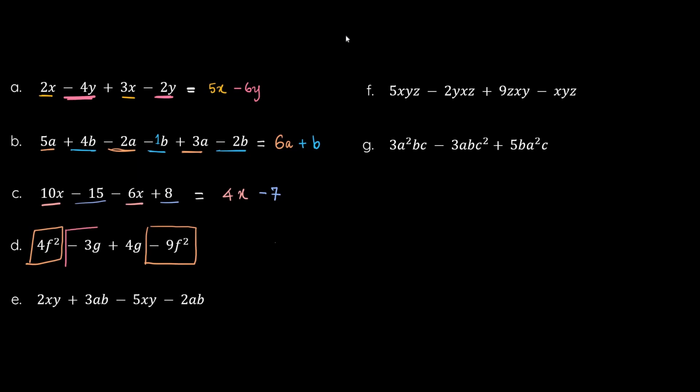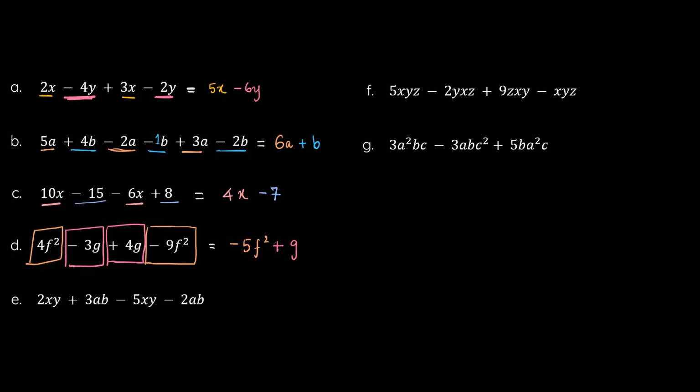And then negative 3g and positive 4g are like terms. So what you have to notice here is that the sign always belongs to the term that follows it. So when you're grouping the like terms, we need to be careful that we are also choosing the signs properly. Now if you simplify this, 4f squared minus 9f squared, so that's 4 minus 9, that's negative 5f squared, right? Let's put the equal sign, negative 5f squared. And then negative 3g plus 4g is just plus 1g, or you can just say plus g.